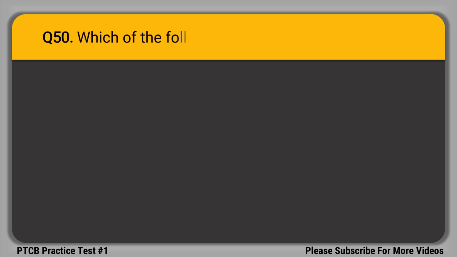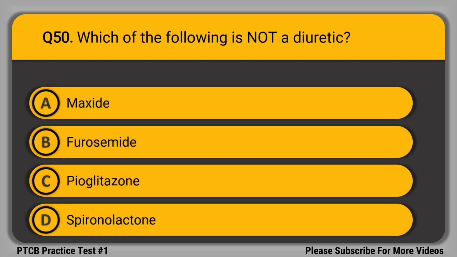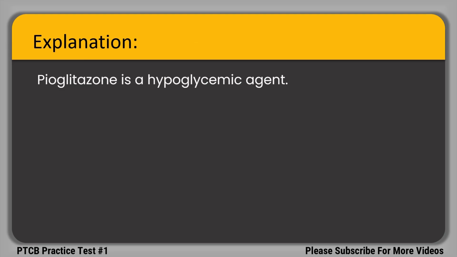Question 50. Which of the following is not a diuretic? A. Maxide. B. Furosemide. C. Pioglitazone. D. Spironolactone. C. Pioglitazone. Pioglitazone is a hypoglycemic agent.